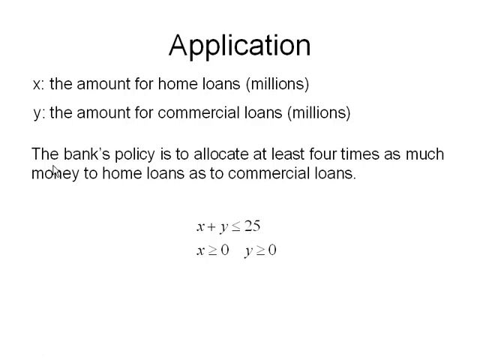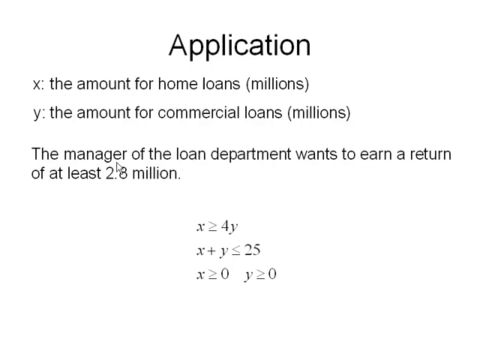Now we know that the bank's policy is to allocate at least 4 times as much money to home loans as to commercial loans. So that gives me the inequality X is greater than or equal to 4Y. Remember, Y is the commercial loans. 4 times that is what the home loans are going to be equal to, or the home loans are going to be bigger than that. So the home loans are greater than or equal to 4 times the commercial loans.